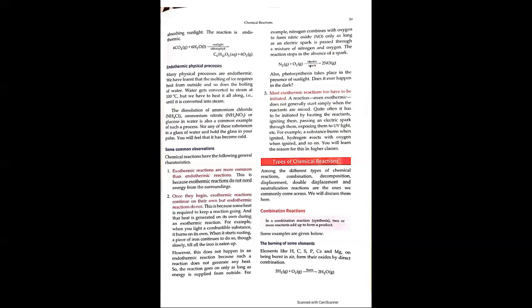So, types of chemical reaction. Now we're going to start. The first is combination reaction, in which two substances combine to form a product. Simple. In combination reaction or synthesis, two or more reactants add up. Always there will be two reactants and one product.